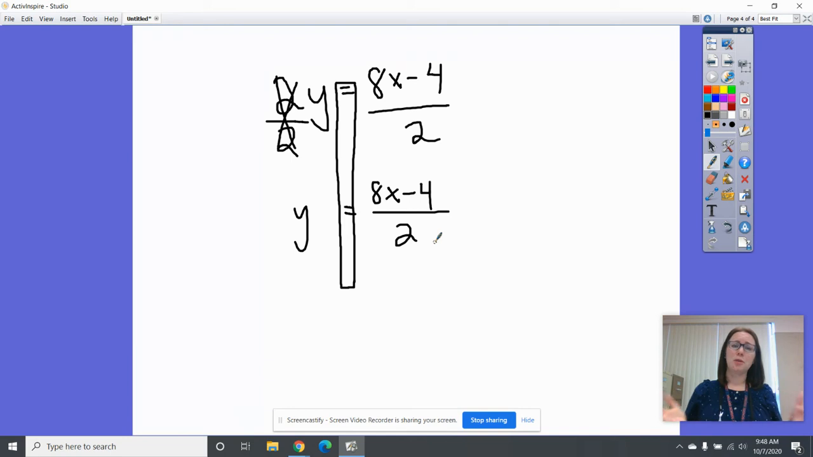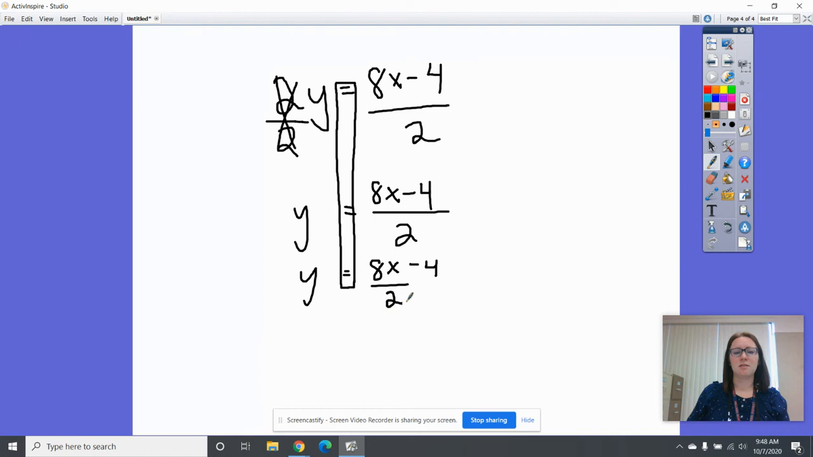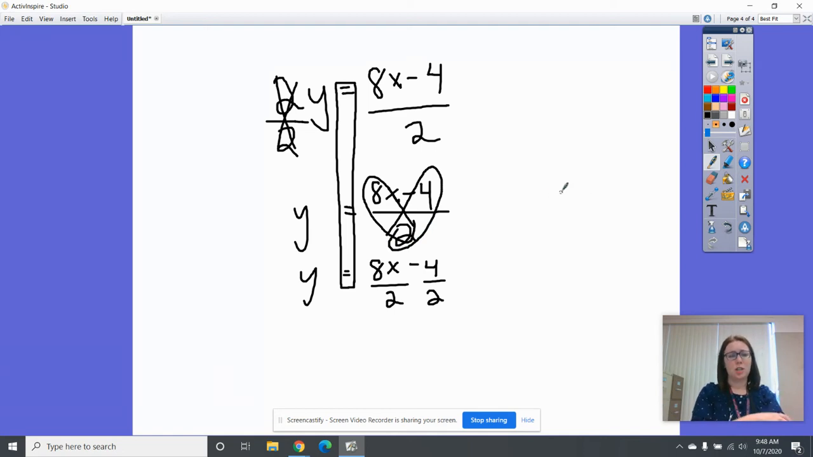But this is still not slope-intercept form. It's still not y equals mx plus b. So what we're going to do is we're going to separate this 2 so that both of these is getting divided by 2. Because that's what this is saying. It's saying that this gets divided by 2 and this gets divided by 2. So we're going to go ahead and do that. Now we can just solve. 8 divided by 2 is 4 times x minus 4 divided by 2 is 2. So now we have slope-intercept form where 4 is our slope and negative 2 is our y-intercept.